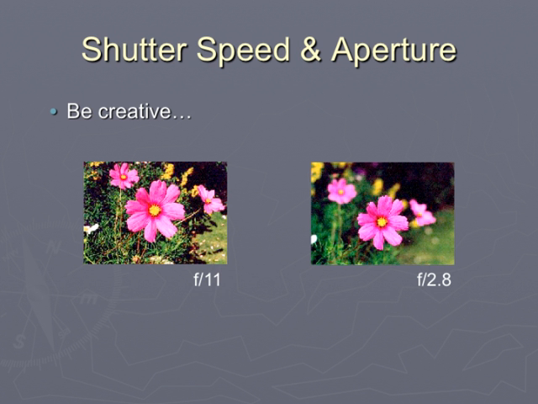In the example here, you can see the flower at f11, we can see the flower very clearly, but we can also see a lot of things going on in the background as well, which can be really distracting. In the picture on the right, with the shallow depth of field, we see the flower clearly, but the background has become soft and less important within the picture. We can use these tools to make our photographs more creative, and we can do some really fun things with the depth of field.